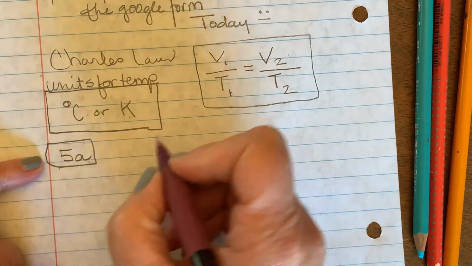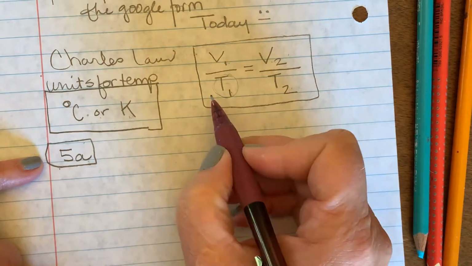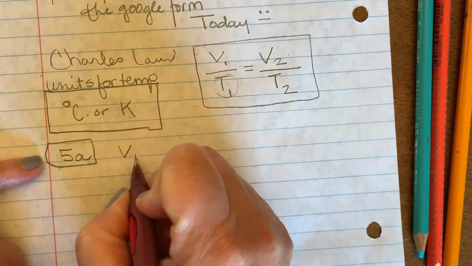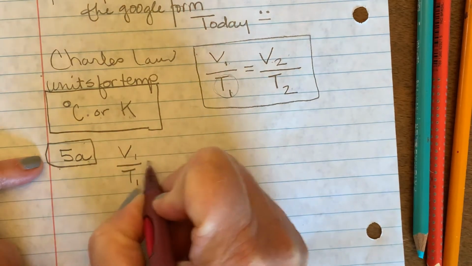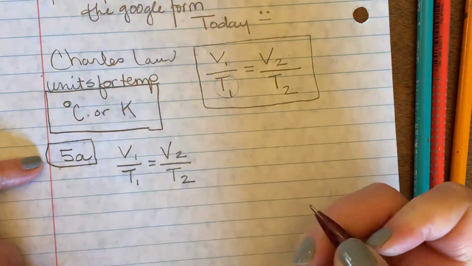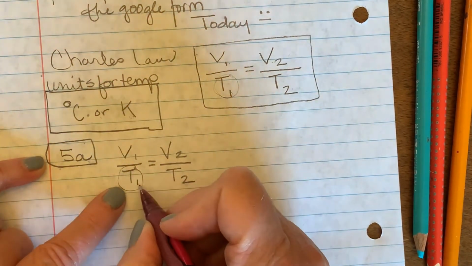So on 5a, I can see that I'm solving for temperature 1. And it's always a good idea to write out your base equation just to settle your thoughts and get yourself organized. Oftentimes mistakes are made when we try to go too fast. And we're solving for temperature 1.